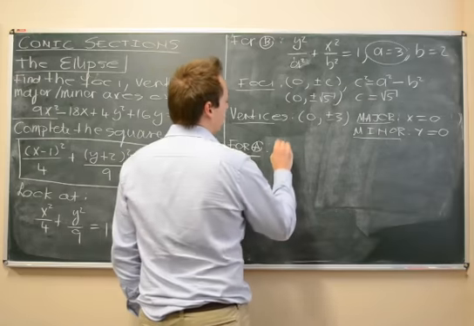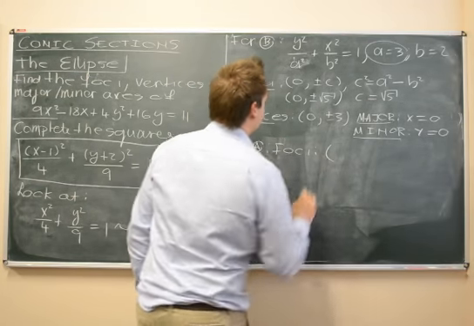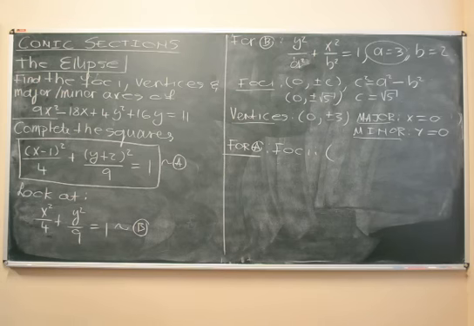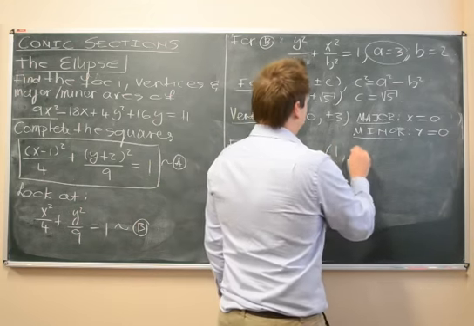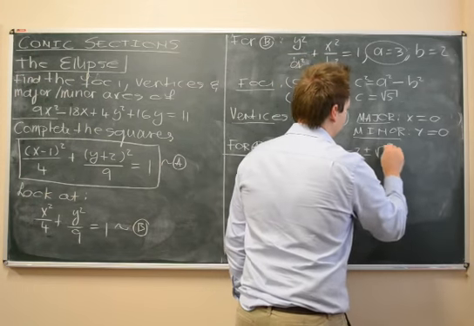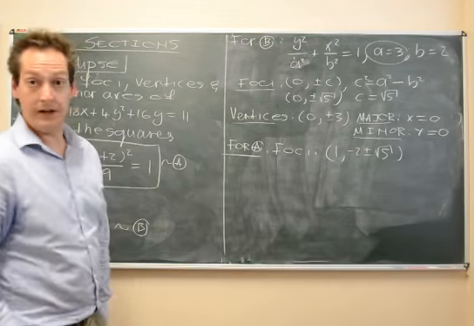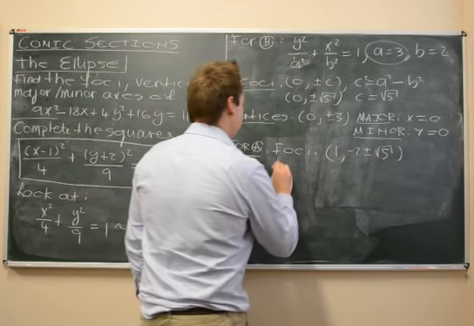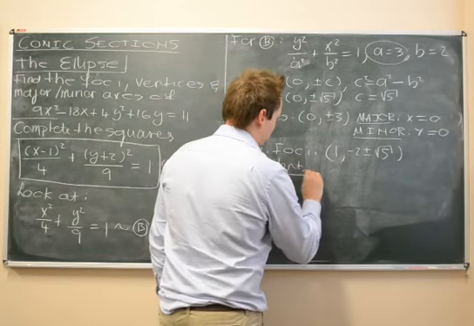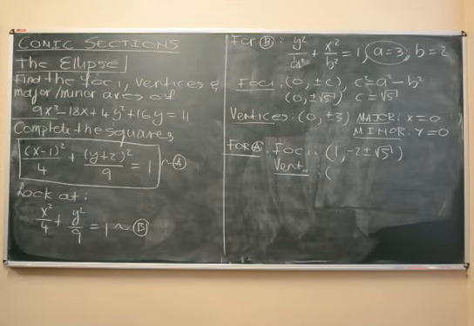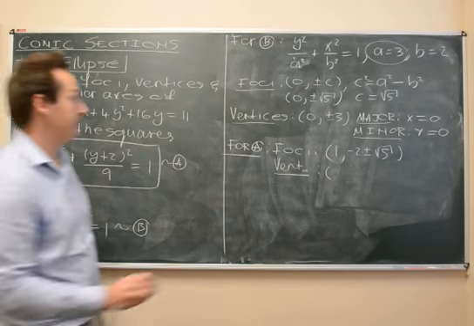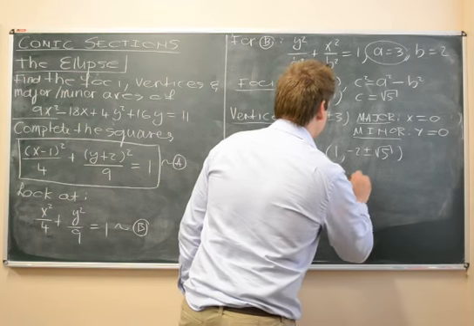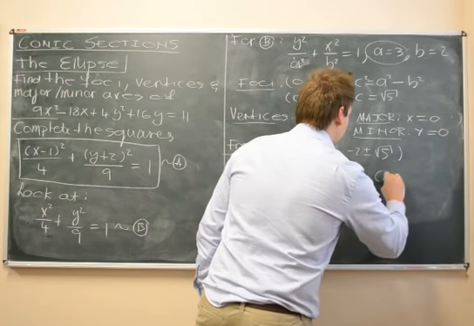The foci for B are at 0, plus or minus root 5, so we shift them 1 unit in the positive x direction and 2 units in the negative y direction. That becomes 1, minus 2 plus or minus root 5. Now for the vertices, we take 0, plus or minus 3, and shift them the same way. So it gives us 1, 1, and 1, minus 5.